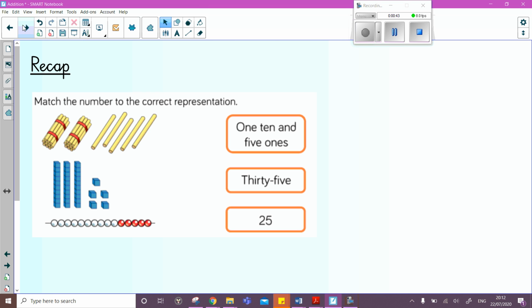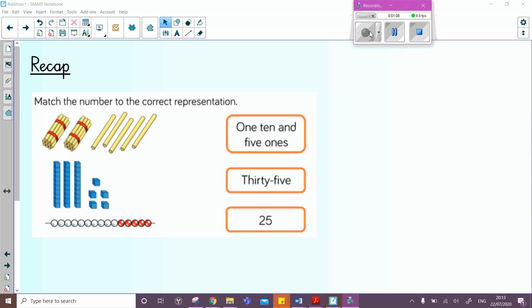To start with, we're going to have a really quick recap. So we've begun with just 2-digit numbers, and what I want you to look at is the pictorial representations here and the numbers here. Now they're written in digits or they are written in words, and what I want you to do is have a go at just matching the number to the correct representation. We'll do the first one together.